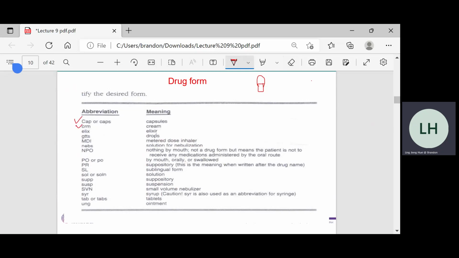CRM, okay, important, cream. Elixir, E-L-I-X, penting. GTTS, ini penting, drops, berapa drops. Drops meaning titik kah? Ataupun titisan. So normally we use it for the eardrop ataupun eye drop begitu.